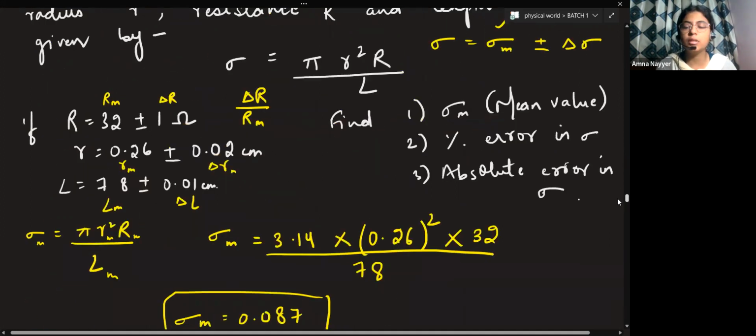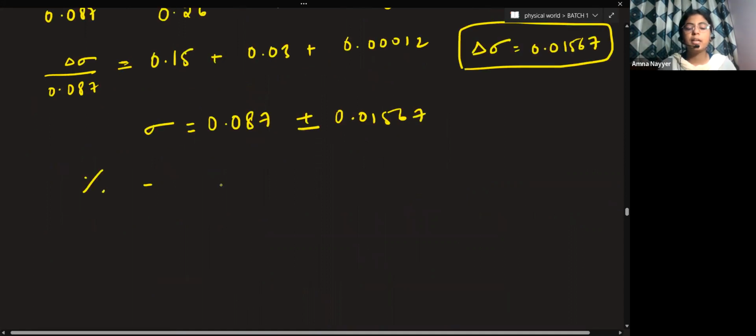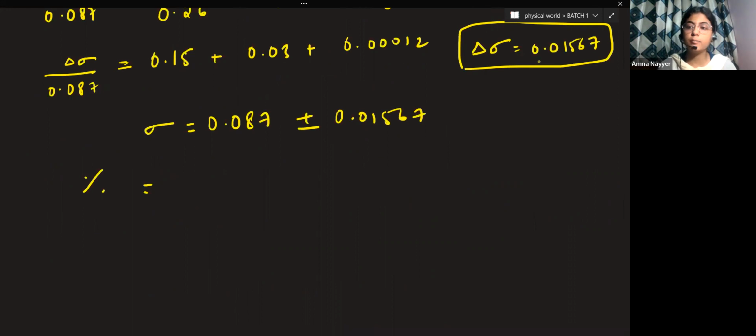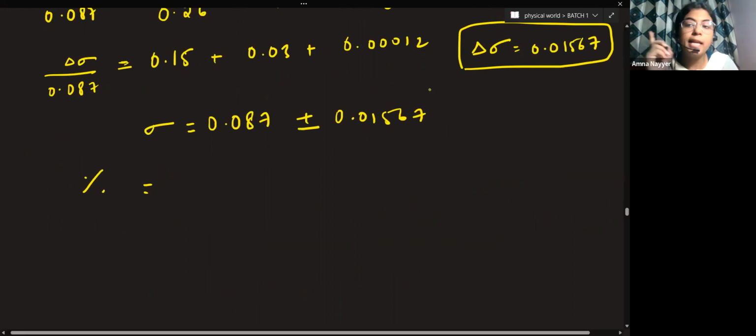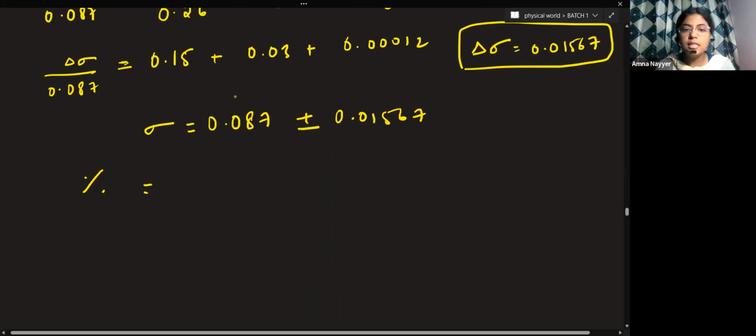The first part was mean absolute error. And the second was percentage error. How will you calculate the percentage error? Percentage error is always calculated in this manner: fractional error multiplied by 100. And how do we write the fractional error? Fractional error is written as delta, the mean absolute error, divided by the mean value. So this is sigma m, the mean value, and this is delta sigma, the mean absolute error. So percentage error will be delta sigma divided by sigma m into 100. This is how we calculate the percentage error.